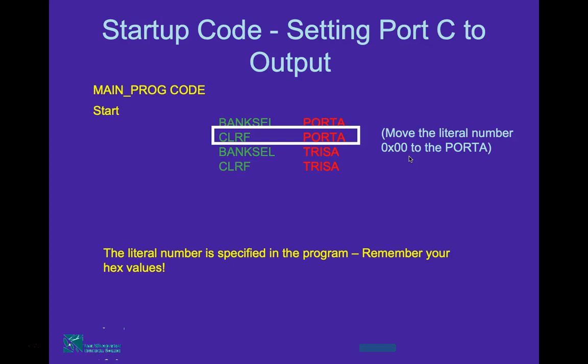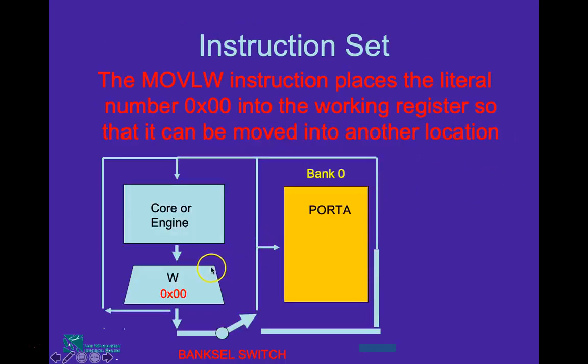So we are going to clear our port A. Now let's see what it is going to do. It is going to take the instruction from this core or main engine and then move the literal number using this bank switch. It is already connected because in the start program we already connected it, so it is right now at this position connected to bank 0. It is asking to move this literal number to port A, and that's what it is doing. Let's read here: the movlw instruction places the literal number 0x00 into the working register so that it can be moved into another location.